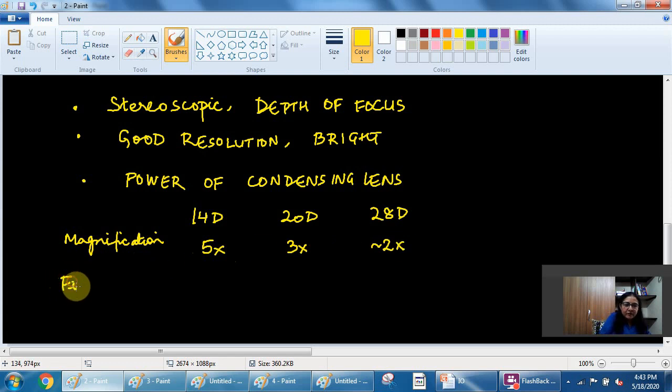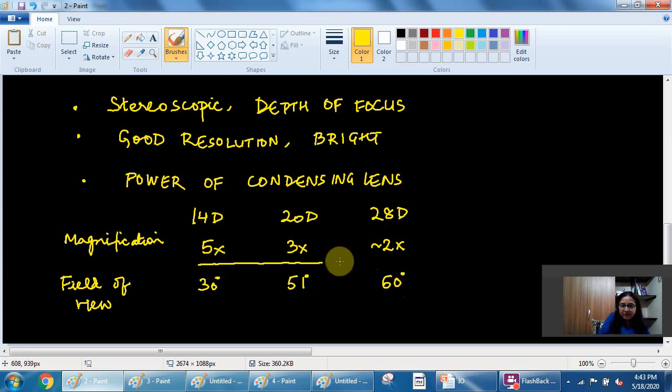The field of view also varies. The field of view is how much of the retina you are seeing in one view. With 14 diopter it is about 30 degrees. With 20 diopter it is about 51 degrees, and with 28 diopter it is about 60 degrees. So you can see that as the magnification decreases, the field of view increases.